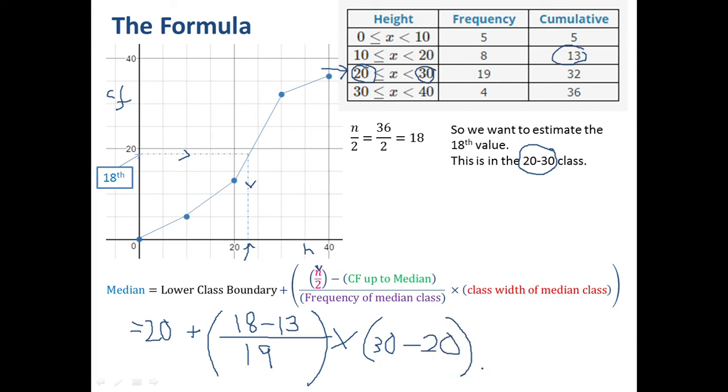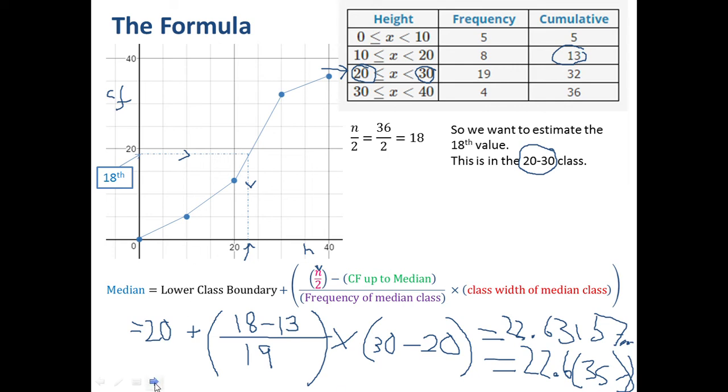And when you use your calculator, you get a value of 22.63157, or 22.6, or 6157, I should say dot dot dot, really. 22.6 to 3 significant figures. Okay, so that's a bit of a quick recap on how to get the median.